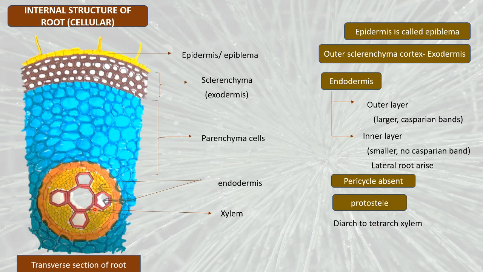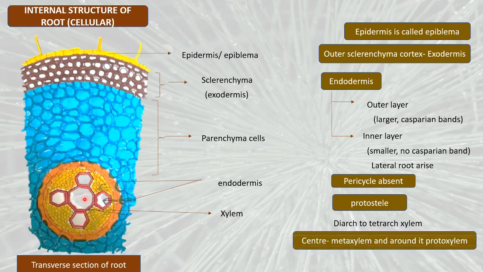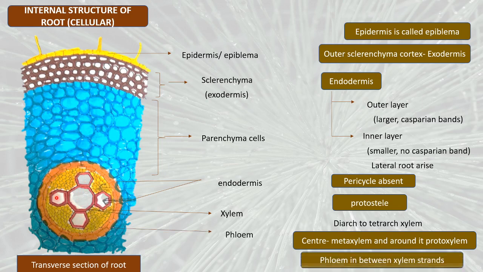So these are the xylem, the red ones, and the center that you see is metaxylem and around it the small ones are the protoxylem. And this is the phloem, which is present surrounding the xylem or in between the xylem strands. So it appears like the phloem is present between the xylem strands, right? So this is it about the internal structure of root.